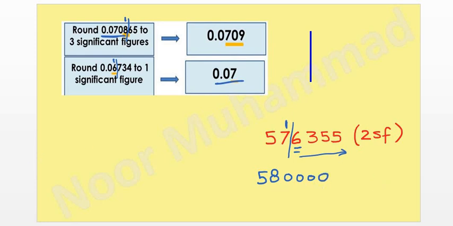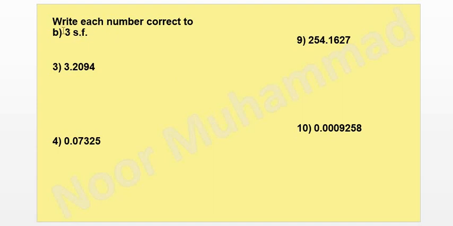Let's solve questions from the exercise now. It says write each number correct to 3 significant figures. So first count the 3 significant figures, draw a line over there, and then look at the next digit. Let's see. This is the first significant figure 3 and then 2 and then 0, because any 0 that is lying between two non-zero digits is significant. Okay, that 0 is significant. You cannot ignore it. So let's draw a line. So the line will be drawn here.